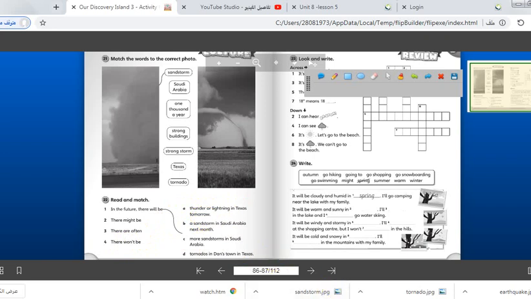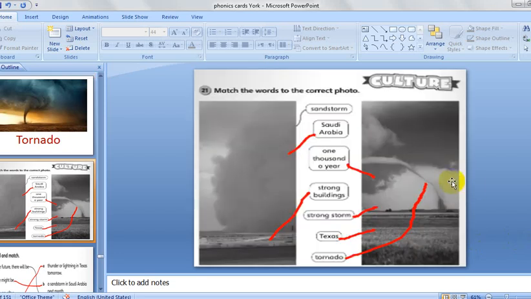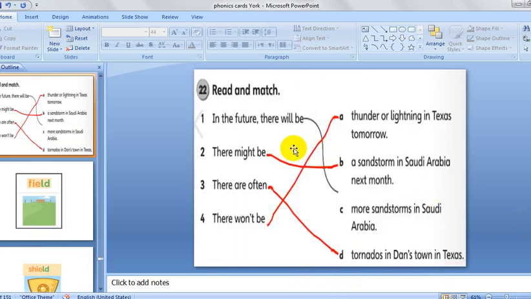Now let me show you the answers. Yeah, this is tornado. And here we have the next one for the answers. These are the answers. As I told you before, sandstorm, this is done. This is Saudi Arabia. 1,000 a year for the tornado. Strong buildings in Saudi Arabia. Strong storm for tornado. This is Texas, and this is tornado. And this is, of course, a sandstorm. The next activity here, yeah, these are the answers for the last activity.